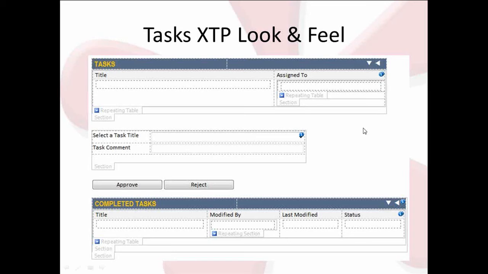And also, if you notice, there are also expand and collapse buttons there for the tasks and the completed tasks sections. So if a user decides to hide the section, they can just click the expand and collapse buttons.